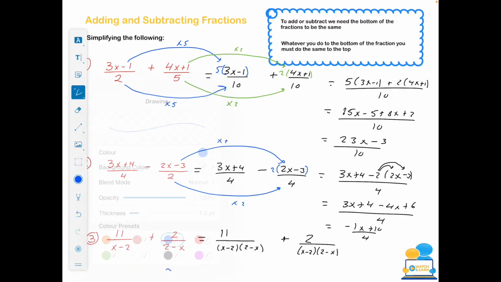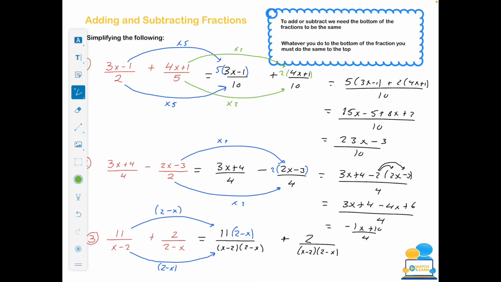Now, again, different colours, we're going to use our arrows. So to go from here to here, there was originally an x minus 2, and now suddenly there's an x minus 2 and a 2 minus x. So we'll write what's new on the bottom there. You need to do the same thing to the top. So we're going to have to multiply the top by 2 minus x.